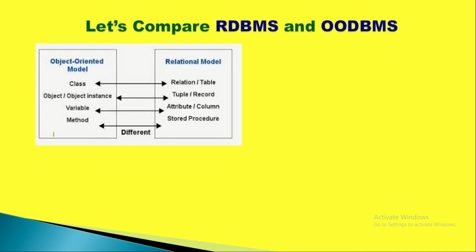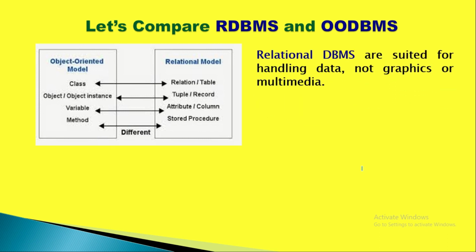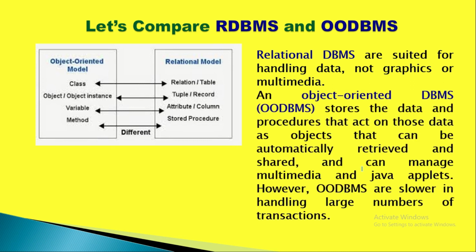Now in the object oriented model we call it a method, function, procedure, or behavior. Here in the relational model we call it a stored procedure which works on this data, and this is the difference here. The relational model is actually not suitable for graphics and multimedia, and when we talk about object oriented database management systems, they can store the data and procedures, and automatically the data can be retrieved from the objects here, and they can also manage multimedia and Java applets even.